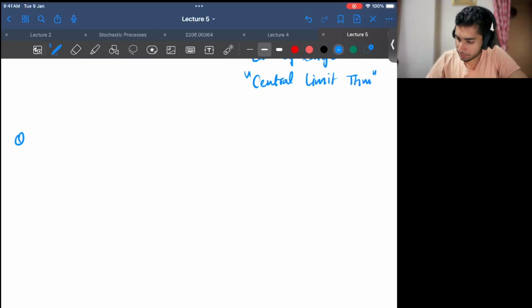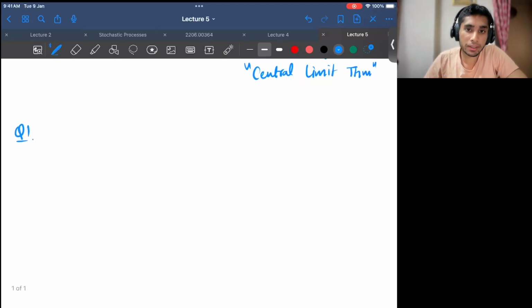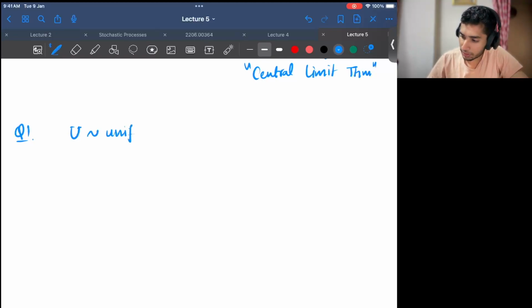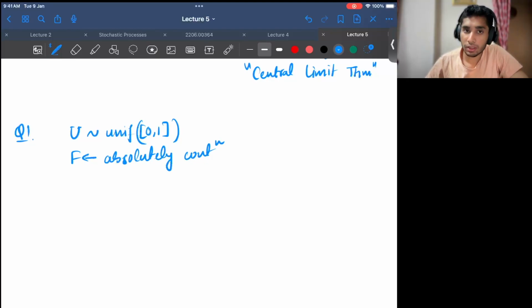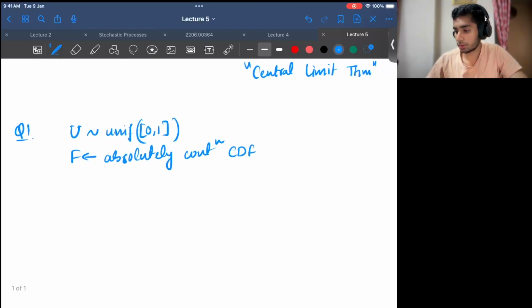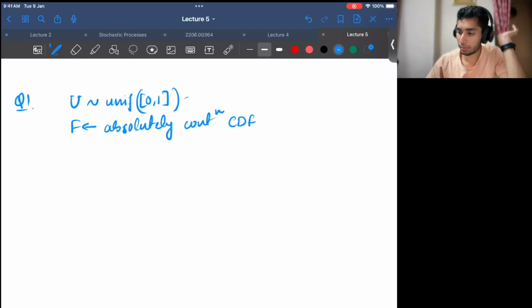So here's the first question. Question one. This is not related to Gaussian random variables, but CDFs in general. Nonetheless, I will just go ahead and solve this one. So you have a random variable U, which is uniformly distributed between 0 and 1, and F is some absolutely continuous CDF.